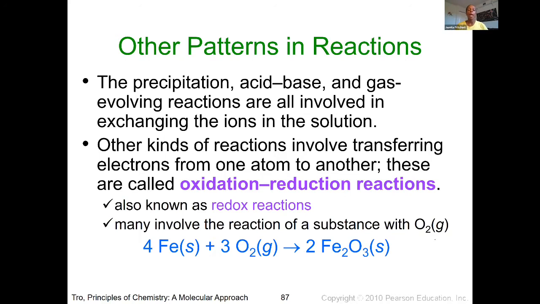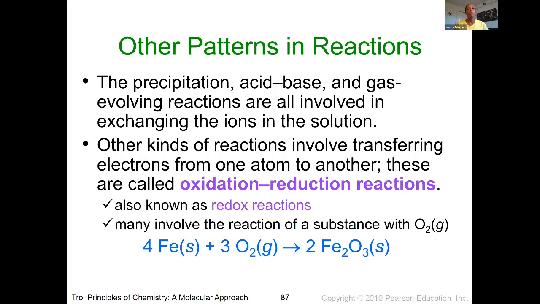When these redox reactions occur, typically we're converting an atom, some elemental form of an element, into an ion, and it's that transfer of electrons that we want to track. A lot of times these redox reactions may involve oxygen, but we're going to learn that they don't always have to.